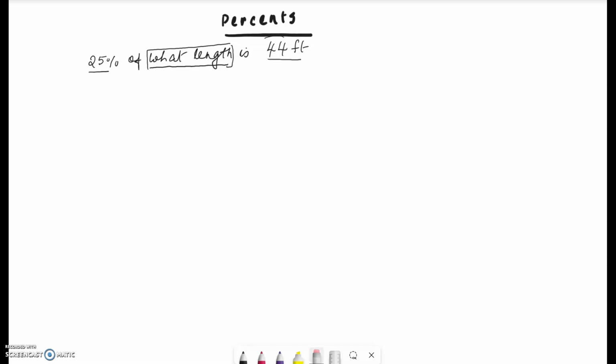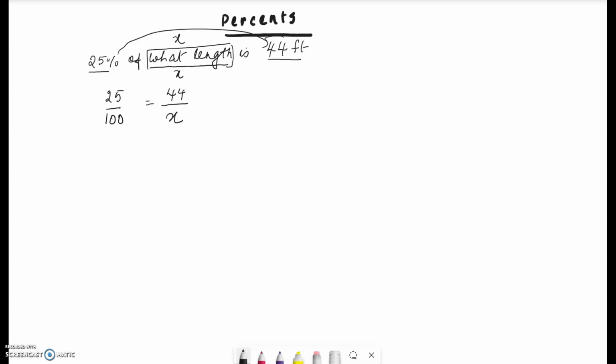So here the question says 25% of what length is 44? So the unknown here is the total. Okay, so 25% is 44. We don't know what the total length x is. So that is what we'll try to figure out.